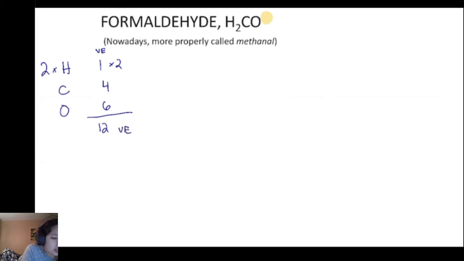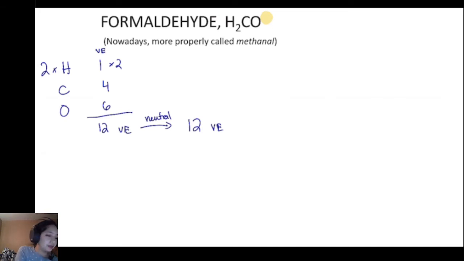It doesn't have a charge, it's neutral, so we don't have to add anything. Our Lewis structure needs 12 valence electrons. We did step 1 and step 2: number of valence electrons and adjust for charge. Step 3 is draw the skeleton structure.